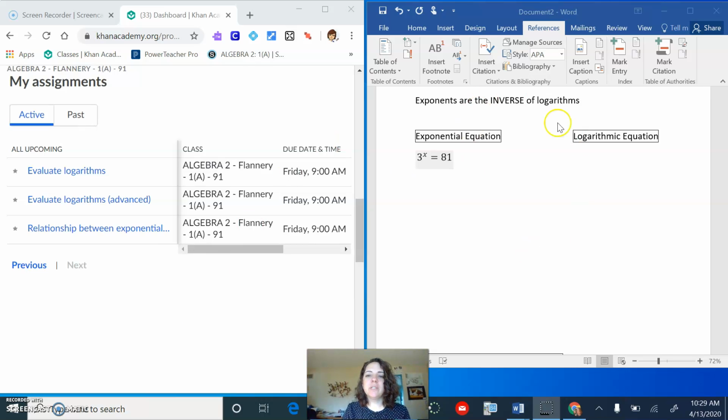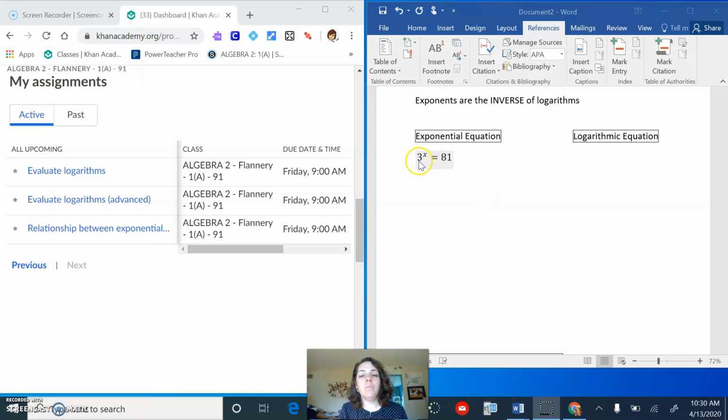Okay. So first, let's talk about what logarithms are. Exponents and logarithms are inverses of each other. What I mean by that is just like adding is the inverse operation of subtraction, exponents are the inverse of logarithms. And really, the way you can think about it is that logarithms are like asking the question, what's the right exponent for this? So when we're looking at this right here, 3 to the x equals 81.